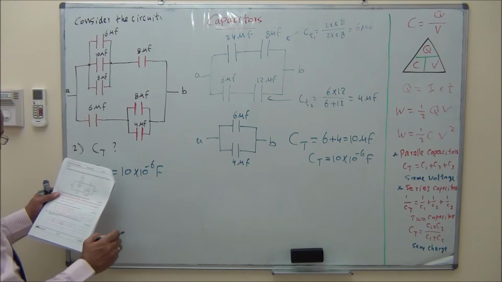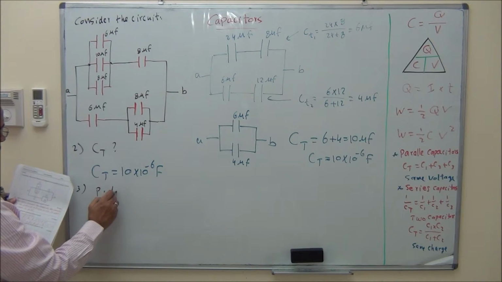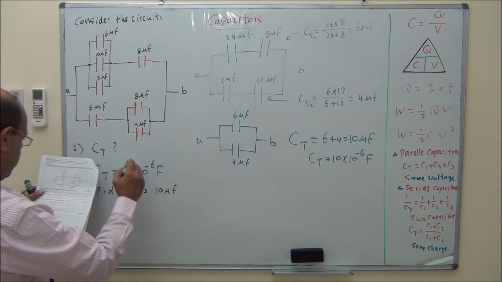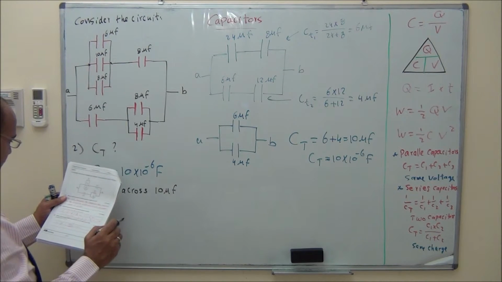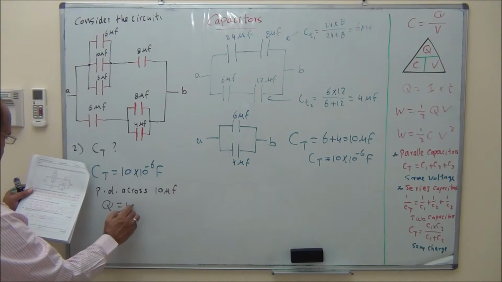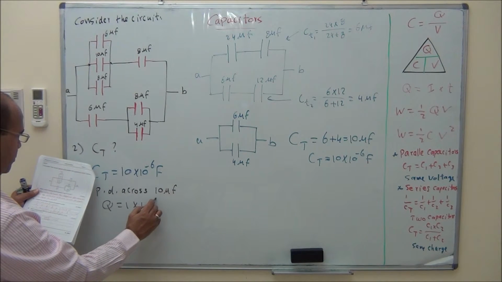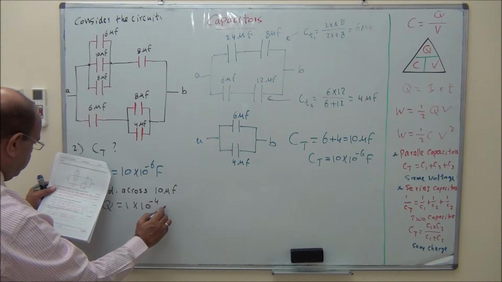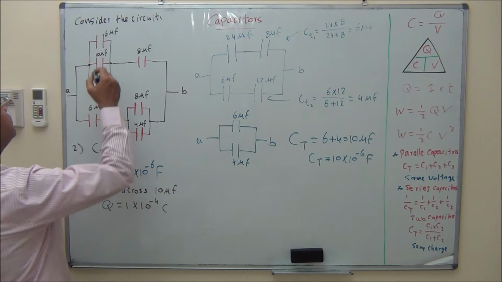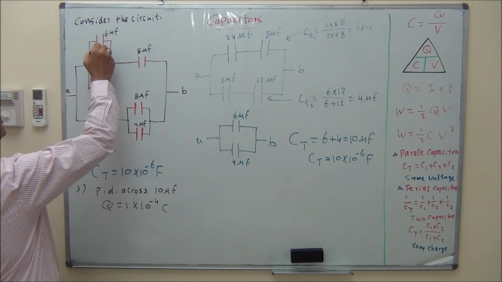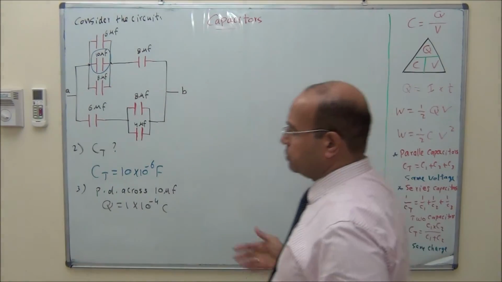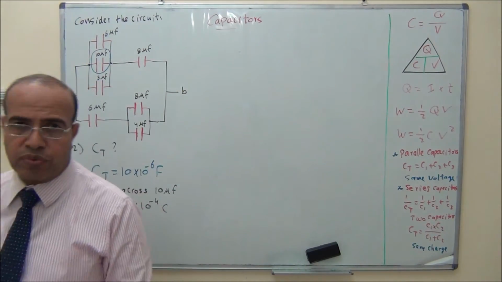The third part, we need the potential difference across 10 microfarad capacitor. If it has a charge, so the charge on this capacitor is 1 multiplied 10 power negative 4 coulomb. What is the required in this one? We need the potential difference across this one. How to get the potential difference across this one?